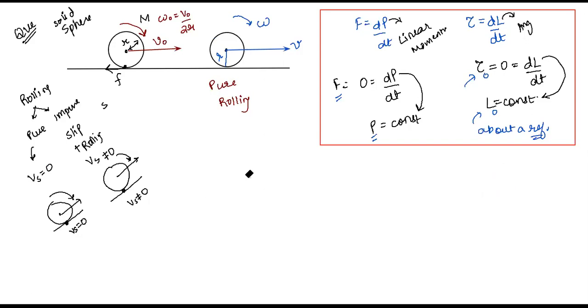Now, if about that reference point torque becomes zero about that reference point, then angular momentum about that reference point will be constant, right? If torque becomes zero, this will imply angular momentum is conserved about that point. Am I clear, Atul? Yes, sir.